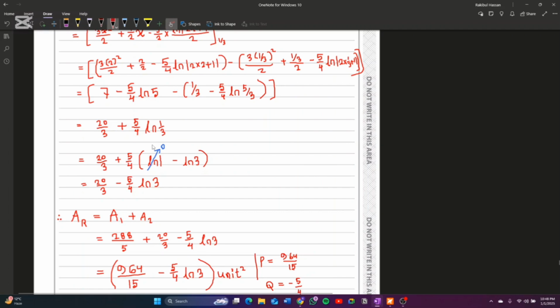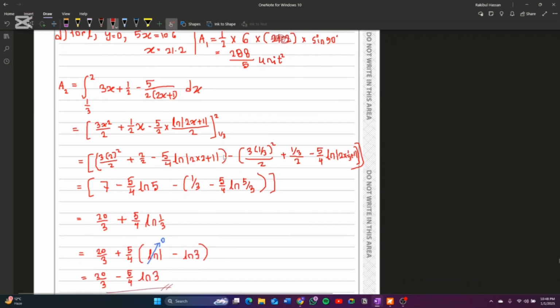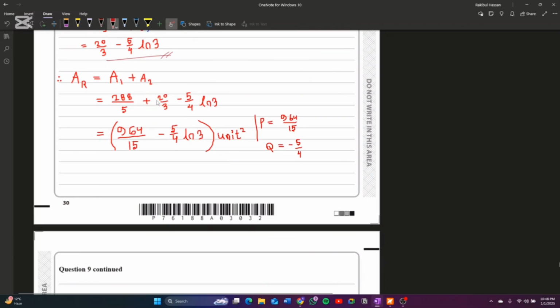This is our end value for the integration. Therefore, the entire area will be the addition of these two values. The triangle area was half into base into height. Sorry, there is a mistake. This would be 21.2 minus 2. So you get this value, and adding these two values will give us this, where our P and Q can be found.